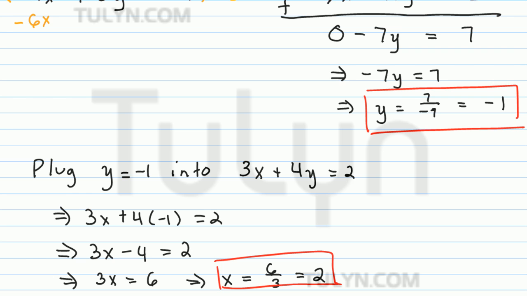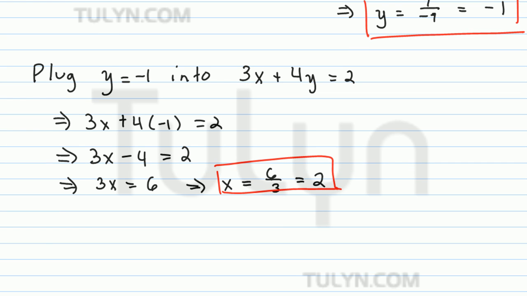So now we have both our x and our y, and we want to express our solution in terms of the ordered pair. So we want to say the solution to the system is the ordered pair x comma y. So in this case, 2 comma negative 1.